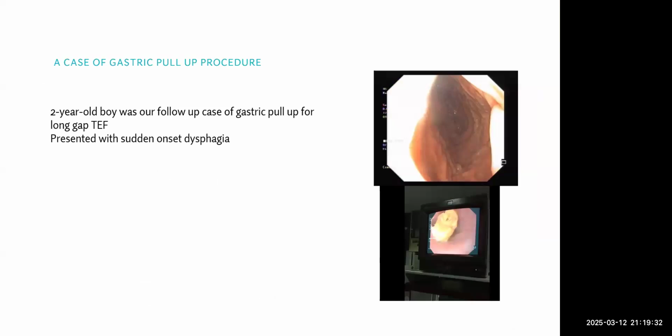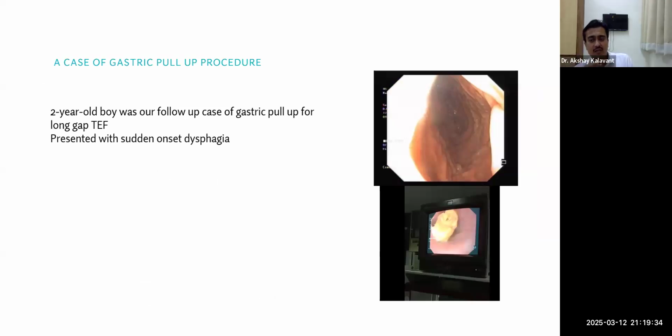This is where pediatric surgeons doing scopy is very helpful. This is a child who presented to us with a long gap TEF, and we had done a gastric pull-up in this child, and he presented with sudden onset dysphagia. We knew, because we know where our anastomosis is, what the condition of the stomach is, and how it is pulled up. So we know the anatomy; this is surgical anatomy, rather than the actual anatomy.